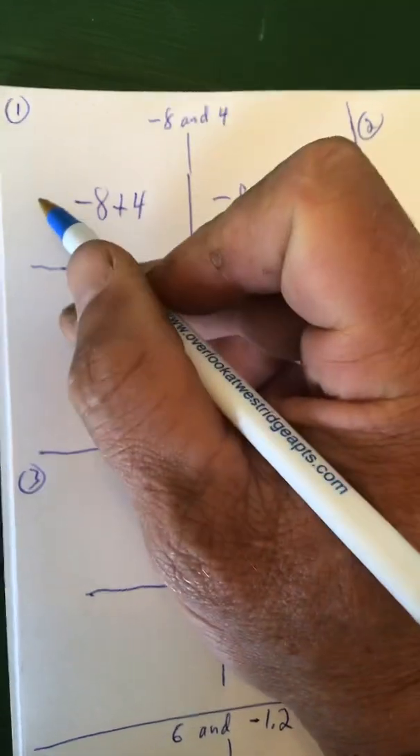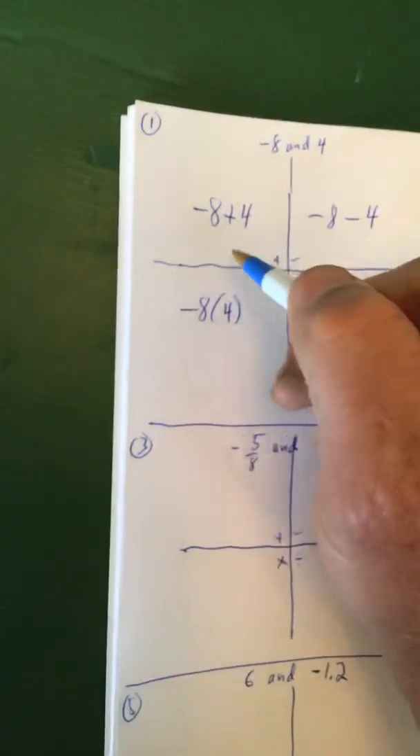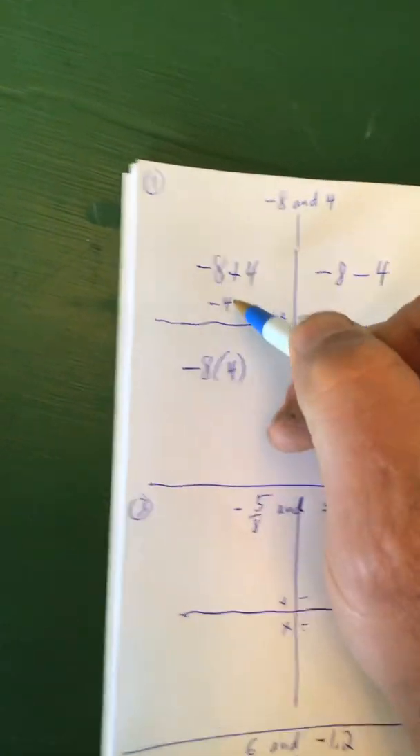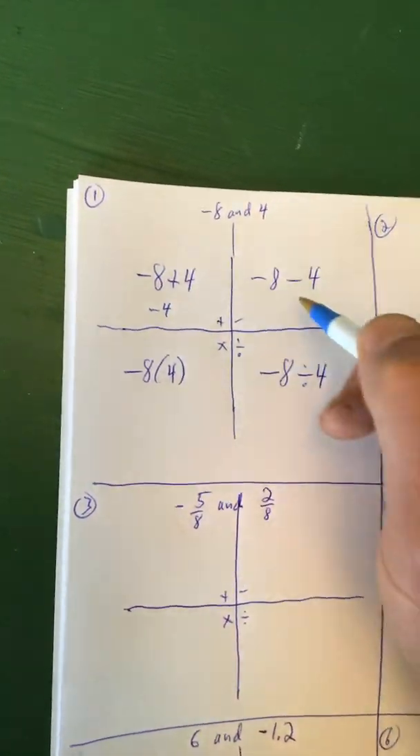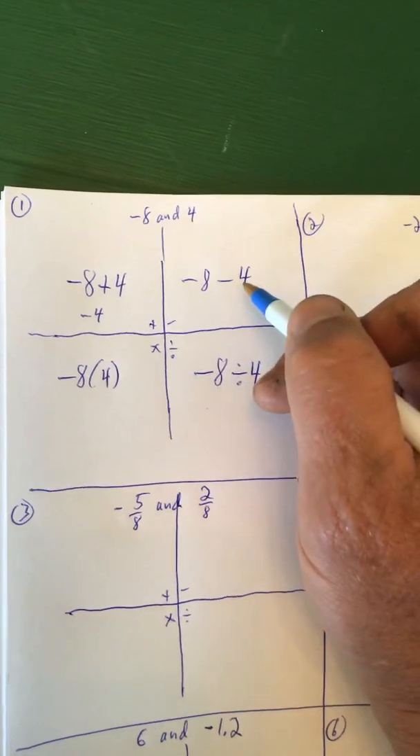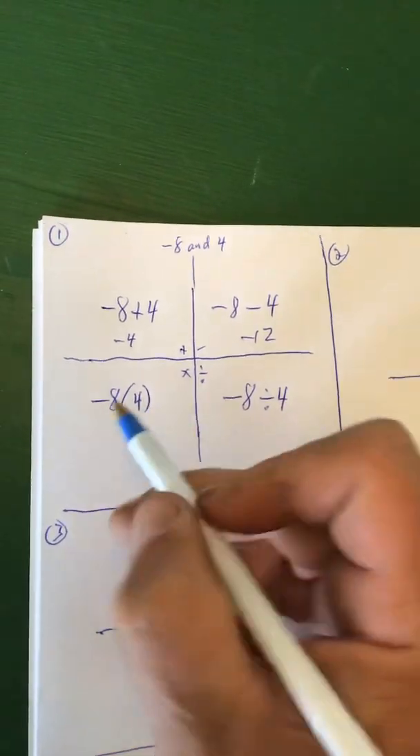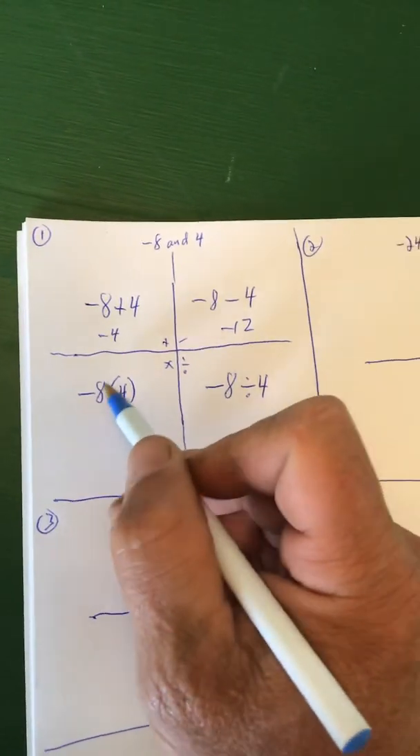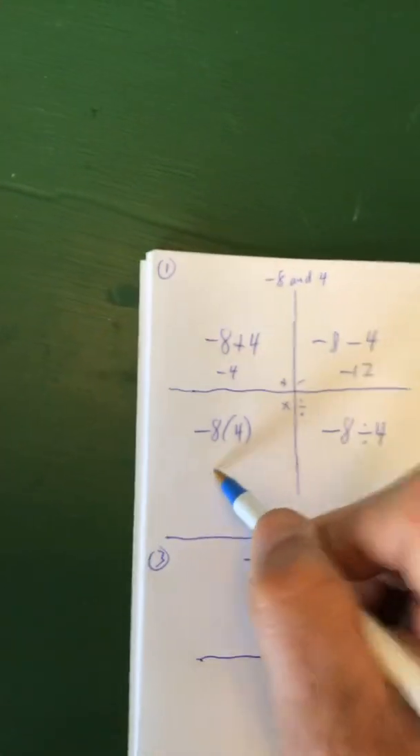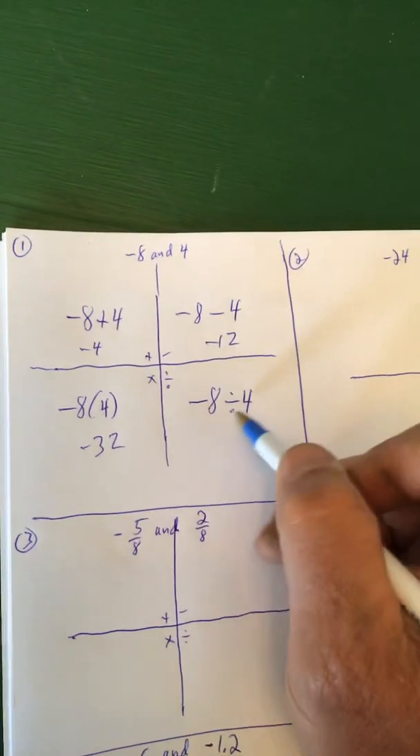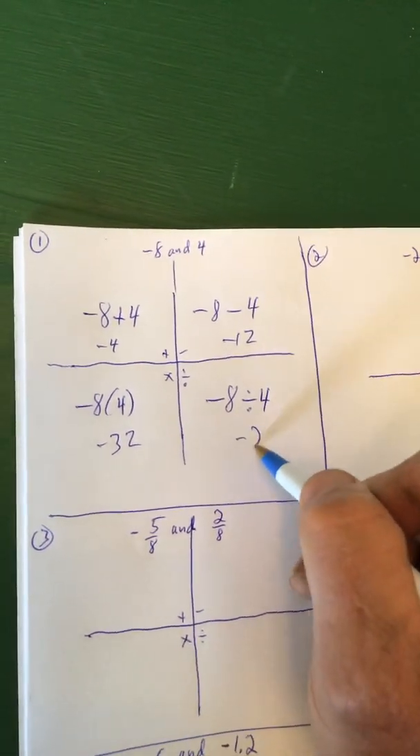So if I go 8 to the left and 4 to the right, I end up at -4 if I'm thinking, the arrow. If I go 8 to the left and 4 more to the left, I end up 12 to the left, -12. And then multiplying, dividing, and the signs are different, the answer is going to be negative.